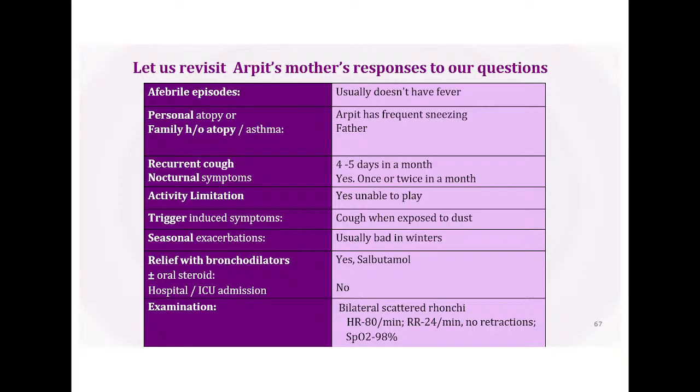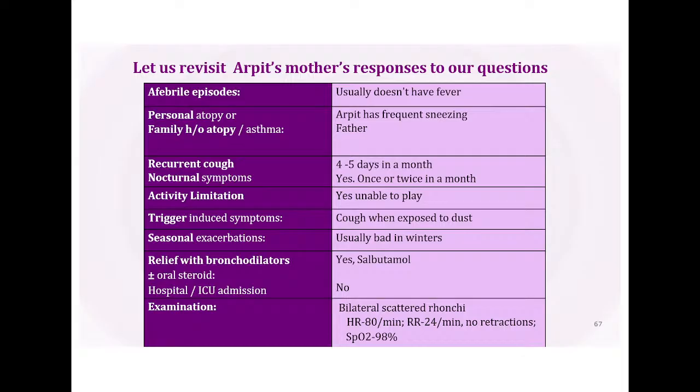Then we started from the 6 to 11 age group, we have discussed ARPIT. So this ARPIT, the classical history we have taken, and as we can see there is no history of fever, does not have fever, and frequent sneezing. Father has frequent sneezing episodes. Recurrent cough and nocturnal symptoms are also there. Activity limitation was also there. Trigger induced symptoms, cough when exposed to dust. Seasonal exacerbation, usually bad in winters.